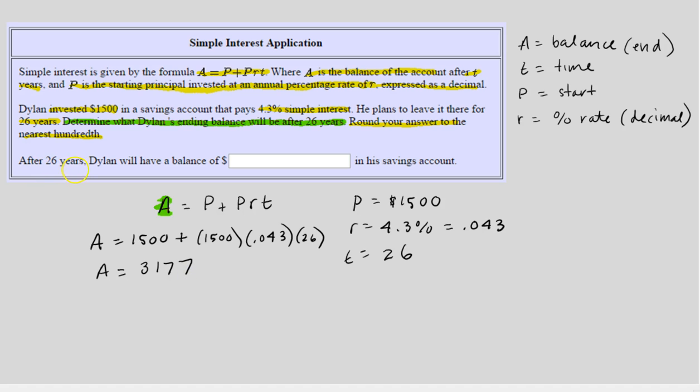So after 26 years, Dylan will have a balance of $3,177.77. And I like to check to see if that makes sense. Well, if he started with $1,500 and he's making money on this, he should have more than what he started with, which he does. And it does a little bit more than double his initial amount.